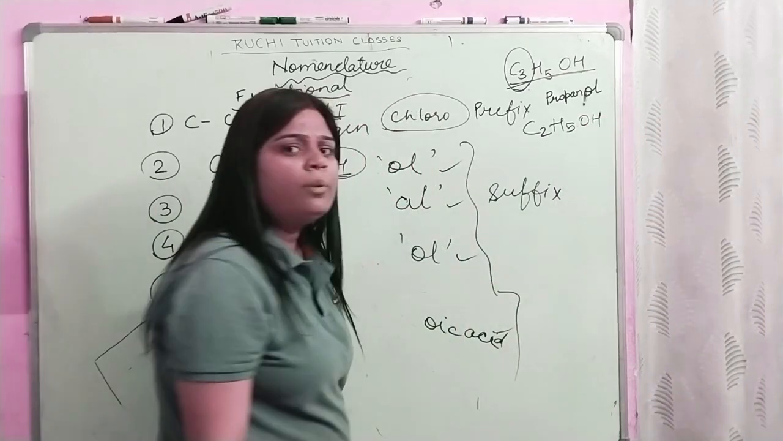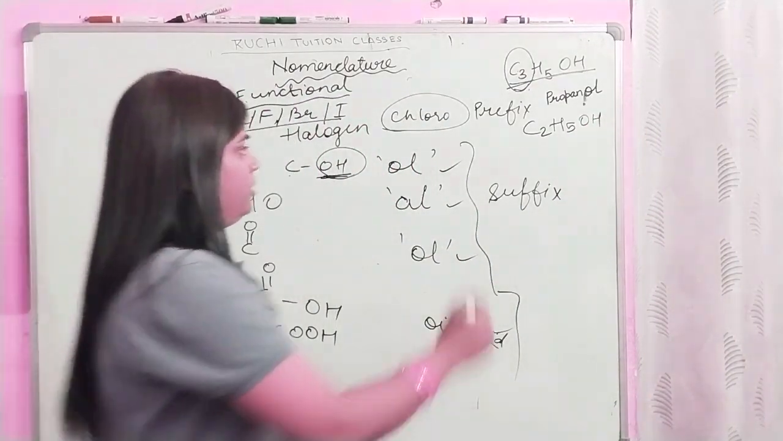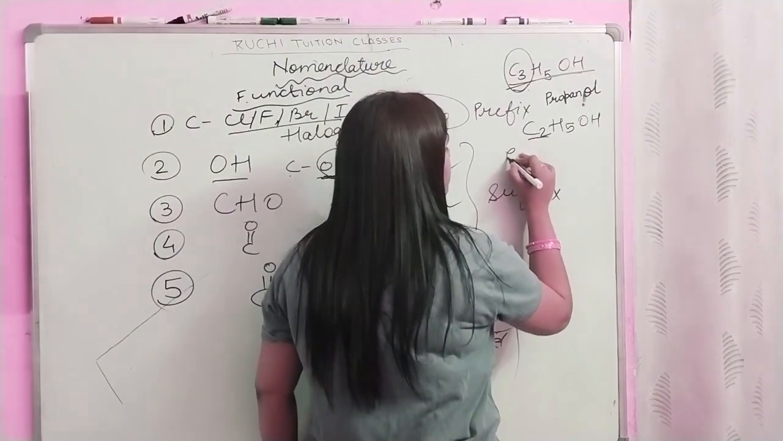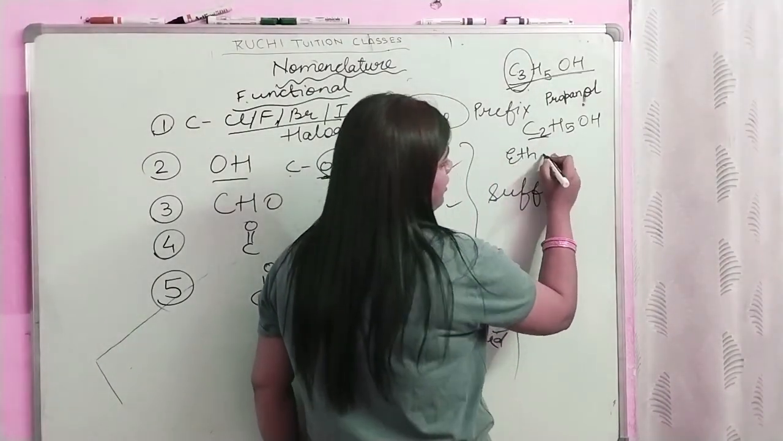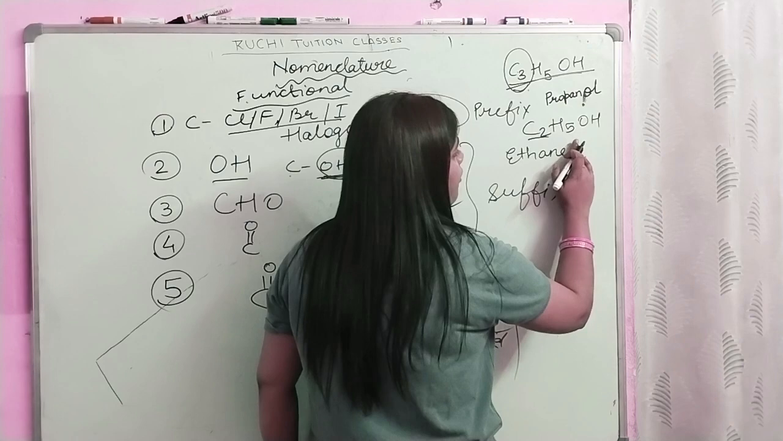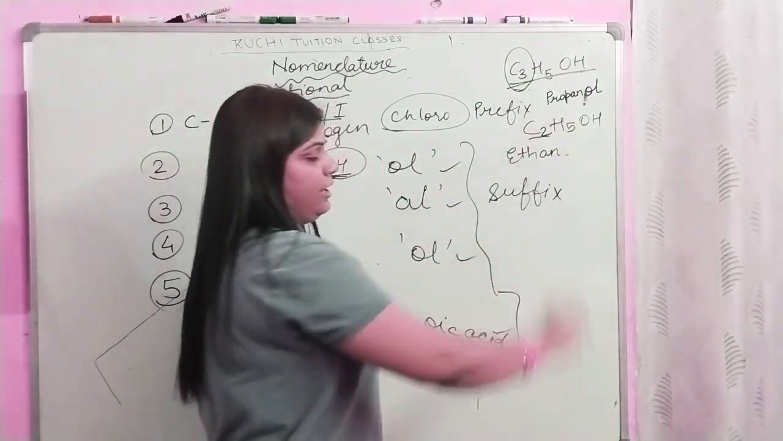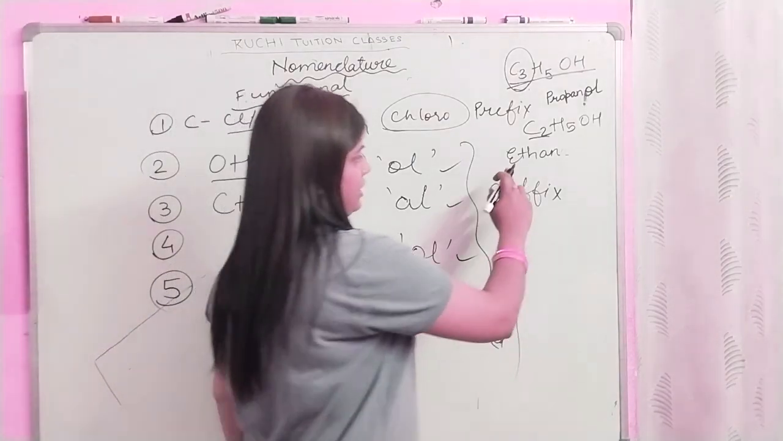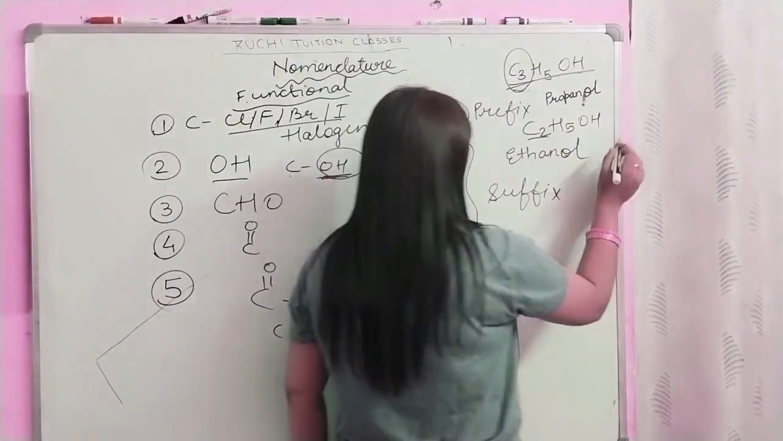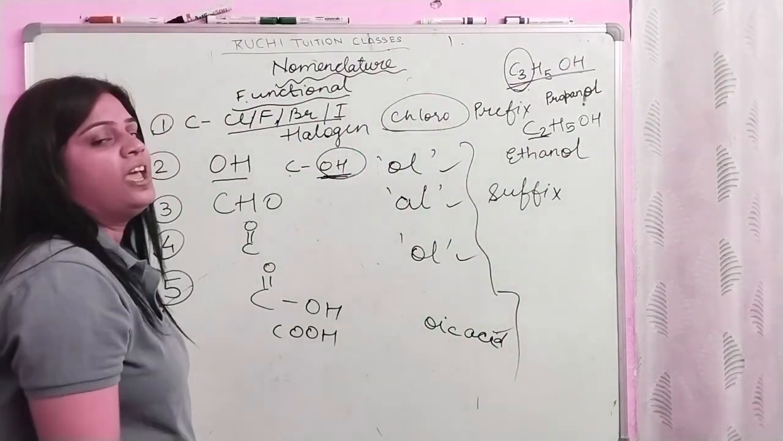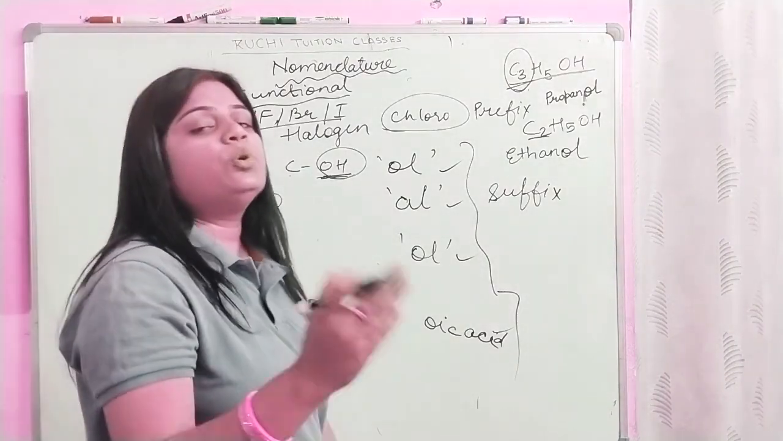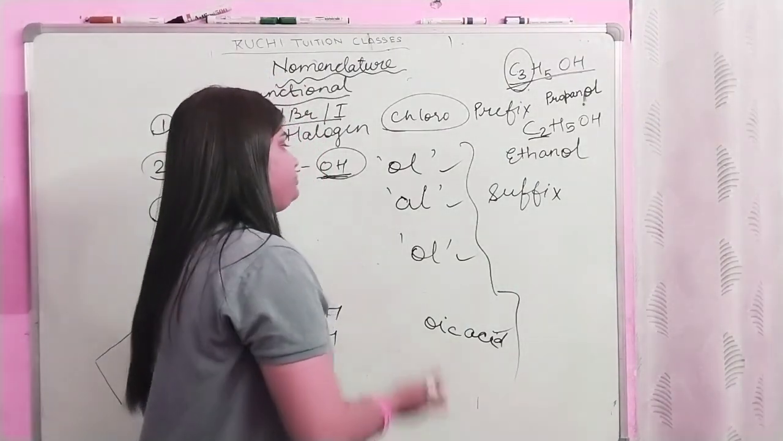If C2H5OH is given, how many carbons are there? Yes, 2. 2 means ethane. So what are the steps? You will erase E, then write ethanol. Like this, methane, methanol, butane, butanol.